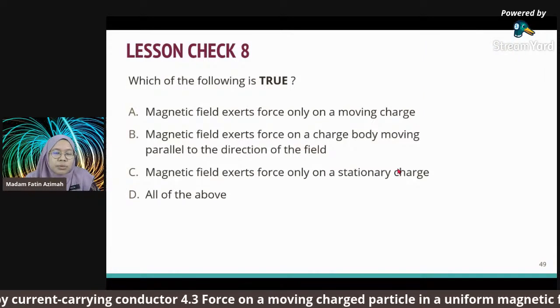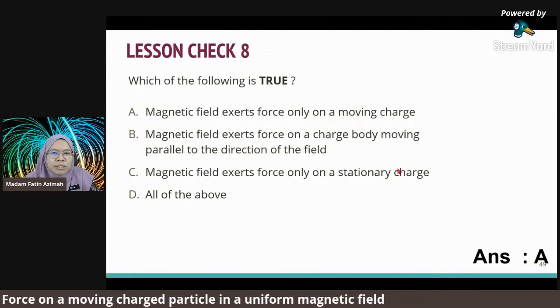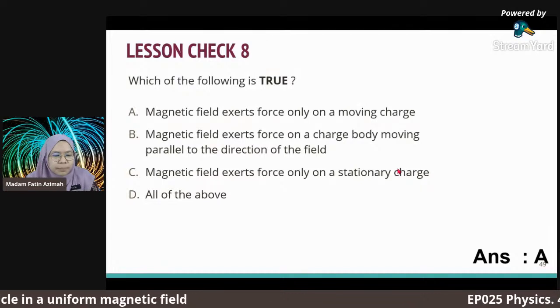Time's up. So the true statement is A. Magnetic field exerts force only on a moving charge. This one is in 4.3.